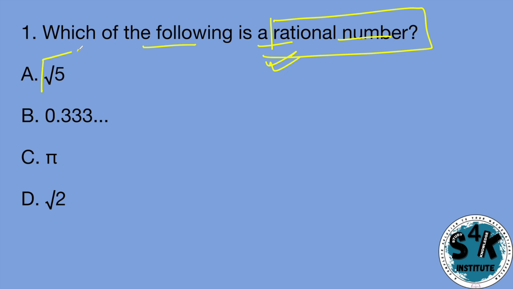So we know that root value is an irrational number, pi is an irrational number, root 2 is an irrational number. So the only option left is this, and this can be converted into 1/3. So please go and revisit the topic rational numbers.